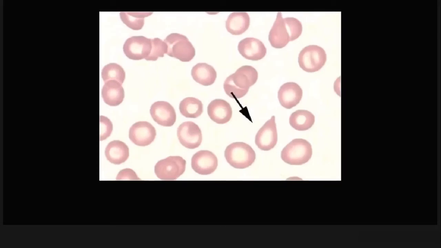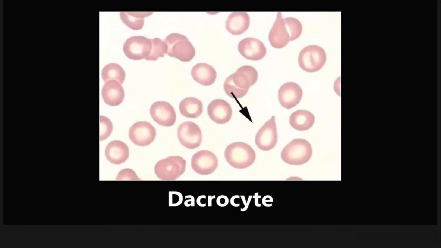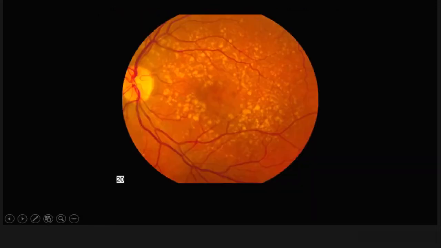So this is going to be an image of a dacrocyte, and a dacrocyte is also called a teardrop cell. It is commonly seen in myelofibrosis, where the bone marrow within the body starts to become very fibrotic and thick. And the reason that the cells are shaped this way, this common teardrop, is because the bone marrow is so fibrotic that as red blood cells are being produced and being squeezed through the marrow, they're kind of pinched off at the tip, so they look kind of like a teardrop, also called a dacrocyte.